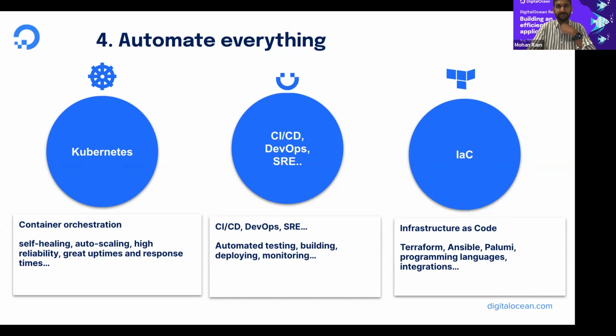CI/CD, DevOps, SRE, those are many different terms for automated pipelines that will take your code, build it, deploy it, do automatic testing, monitoring, and in the end, get that to production.